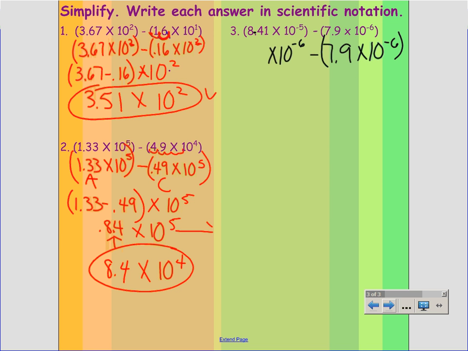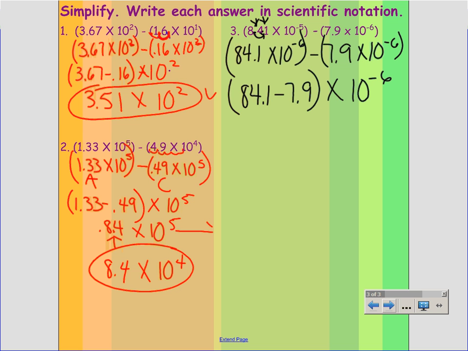So that would mean 84.1. In other words, I'm going to have to move it back this direction in order to move it 6 places and be in the same place I would have had I moved it 5 from here. Now, if I move it there, then I can multiply by 10 to the -6. Put this in parentheses. 84.1 minus 7.9 times 10 to the -6 power. 84.1 minus 7.9 gives me 76.2 times 10 to the -6.